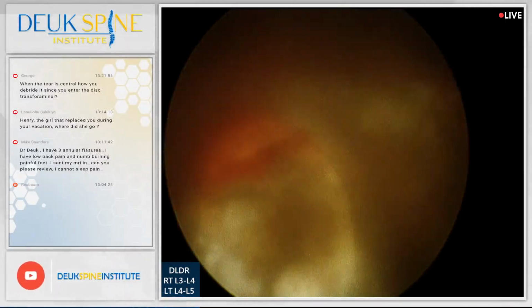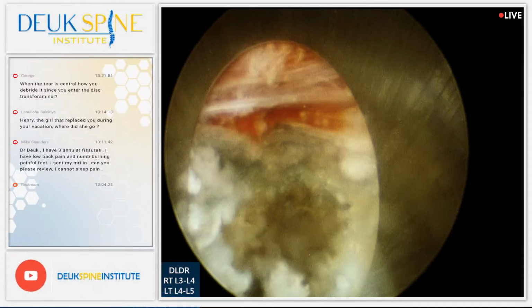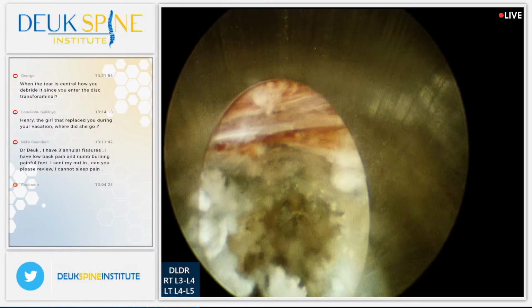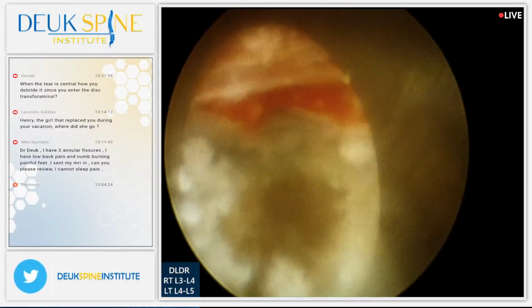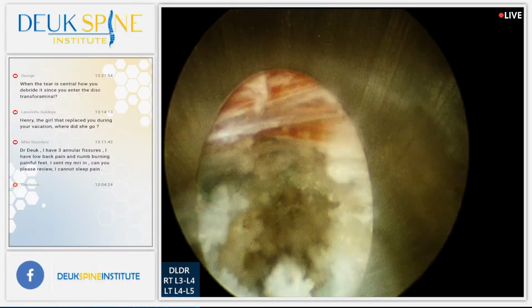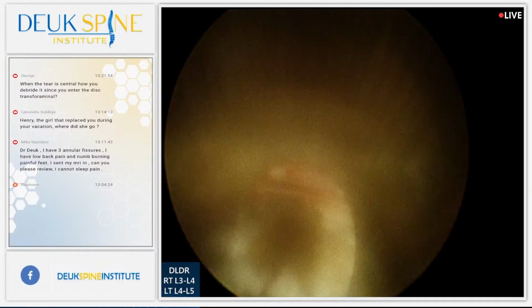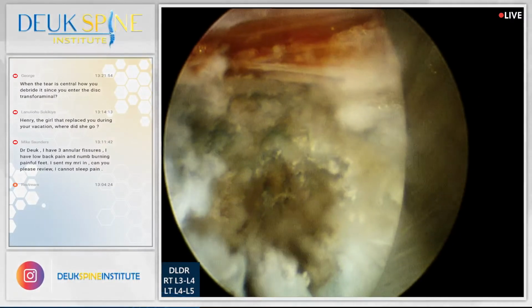We are now outside the disc, just looking at the outside of that disc from the right side at L3-4. And you can see we've debrided the tear, got rid of the herniation that was stuck in there. This will now seal itself. The patient's body will seal it over. You don't need metal, you don't need plastic, you don't need artificial discs.